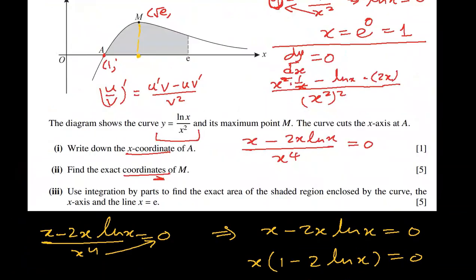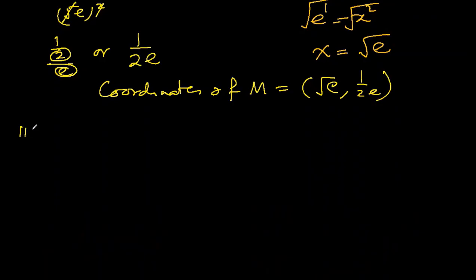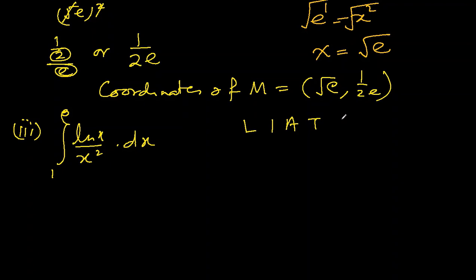What's next? Use integration by parts to find the exact area of the shaded region. Okay, so there is no trouble here. We have the starting point, which is 1, we have the ending point, which is e, and we simply find the area under the curve. No challenge here. The equation of the curve is ln x over x², integrated dx, and they're saying use the by parts method. So LIATE, we have a logarithmic part and an algebraic part.